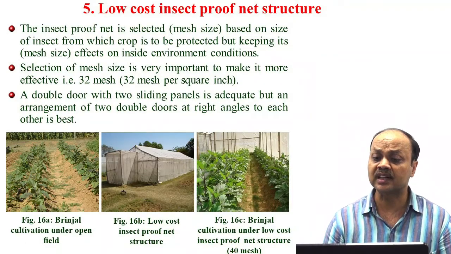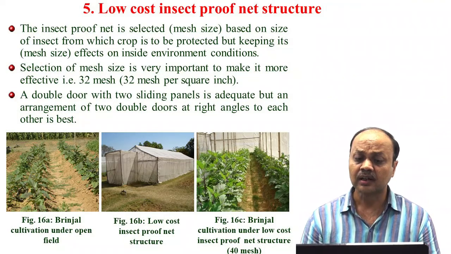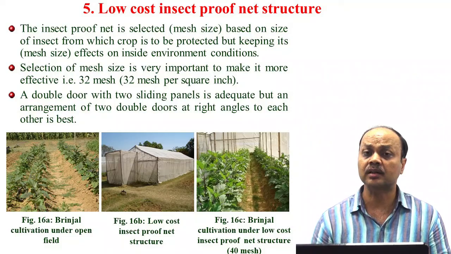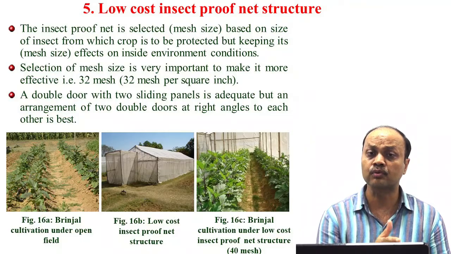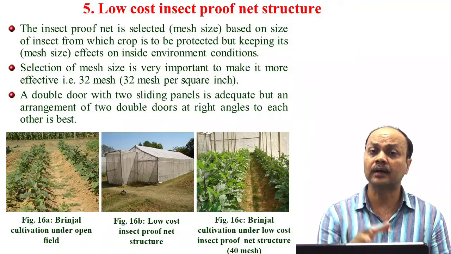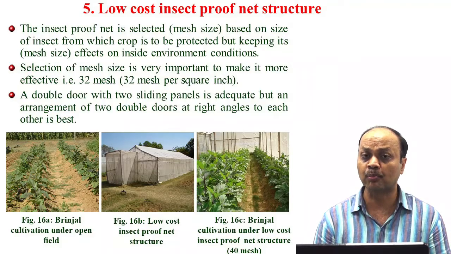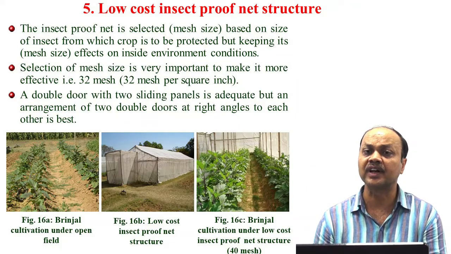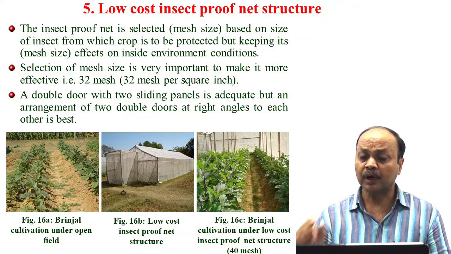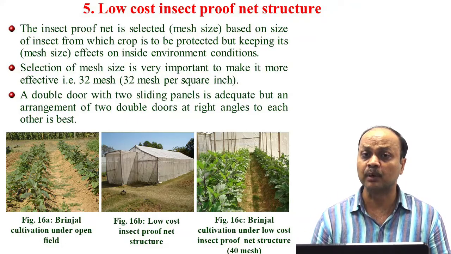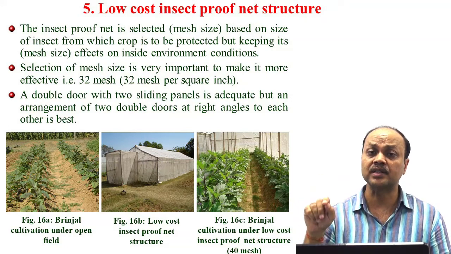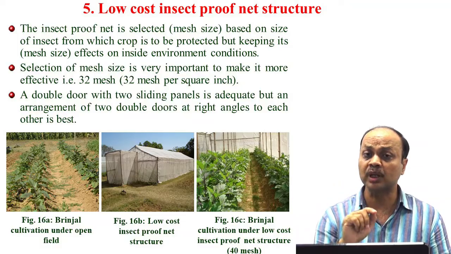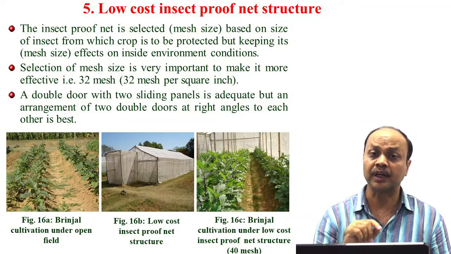Apart from that, there is the low cost insect proof net structure. As the name suggests, normally we construct it, as I told you, with the same structure we have used for the low cost greenhouse and the sediment structure. If you cover that material with insect proof net material, it will work as an insect proof net structure. But different mesh sizes are available in the market. In the picture I have, normally we are using 40 mesh. What is mesh? 40 mesh means the number of meshes per square inch, 1 inch by 1 inch. If it is 40 mesh, the number of meshes will be 40.